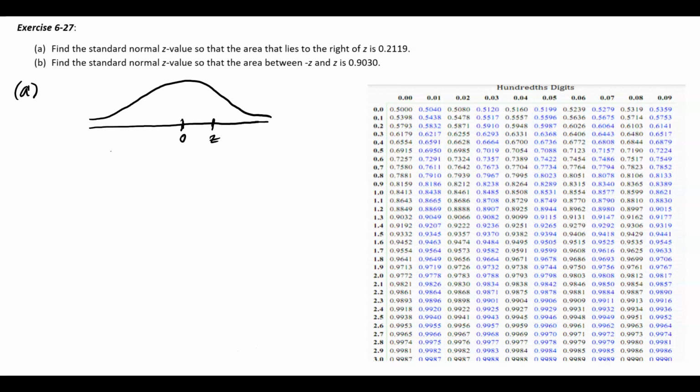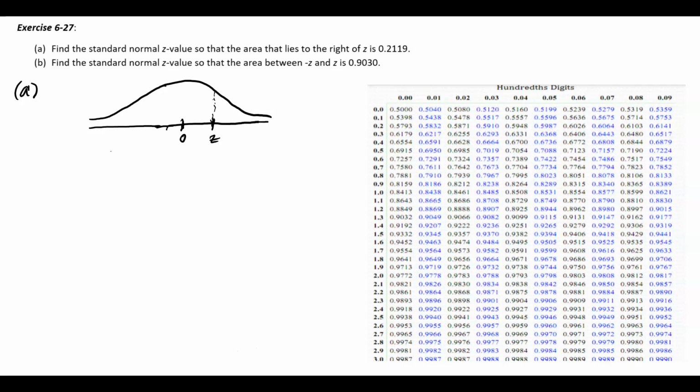Z has to be positive in this case, because if it's to the left of 0, if it were over here, for example, that would mean more than 50% of the data would be to the right of z. They're saying that 21.19% of the data has to be to the right of the z value. So that's how I know that the z value has to be a positive value.